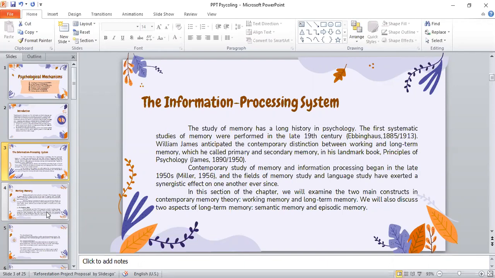Contemporary study of memory and information processing began in the late 1950s, and the fields of memory study and language study have exerted a synergistic effect on one another ever since. In this section of the chapter, we will examine the two main constructs in contemporary memory theory. They are working memory and long-term memory. We will also discuss two aspects of long-term memory. They are semantic memory and episodic memory. Next slide, please.